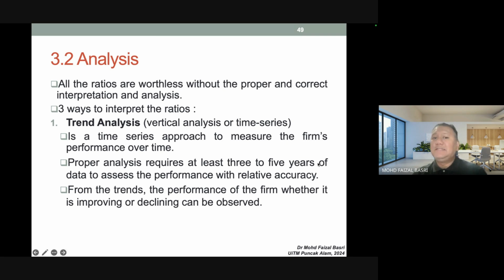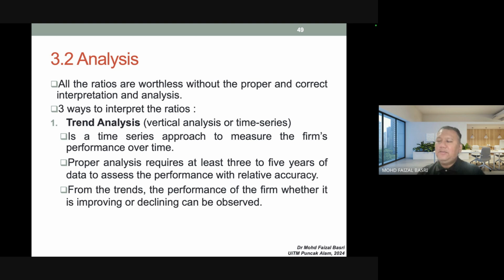Proper analysis requires at least 3 to 5 years. That's why in your case, I'm going to ask you to prepare a 3-year analysis, the minimum being 3 years. For a 3-year analysis, you only need to download 2 years of annual reports. Remember I said, in annual reports, the financial statements show 2 years of data: the current year, the year the annual report was published, and then the previous year's data for comparison purposes.